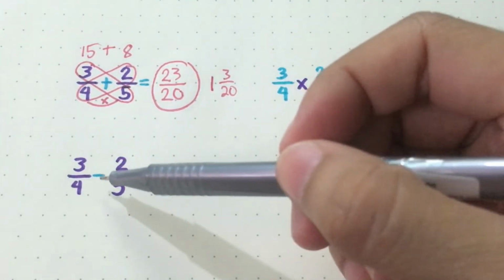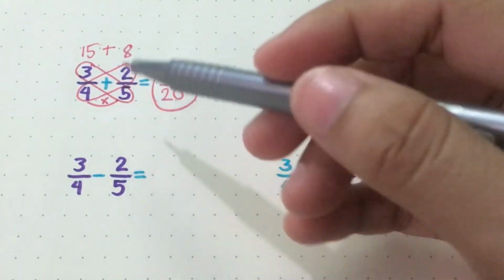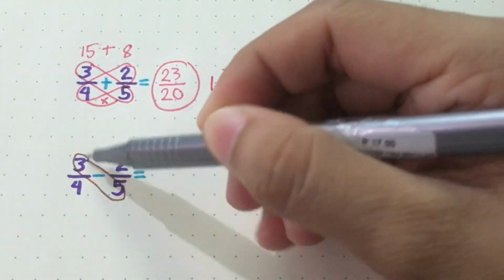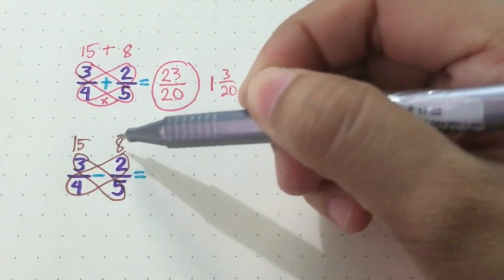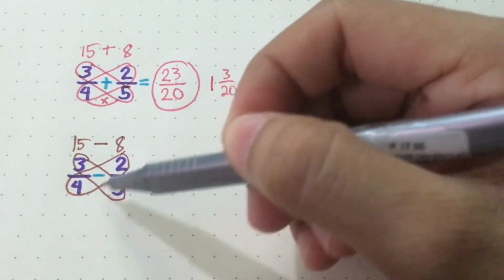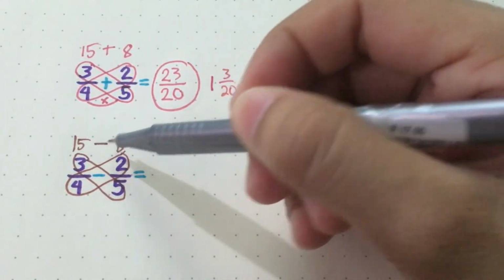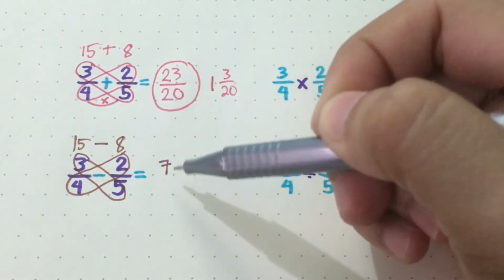Okay, next, subtraction of fractions. So you will just do the same method as what we used here. You will cross multiply. So 3 and 5, that's 15. And 2 and 4, that's 8. But instead of adding them, we'll be subtracting them because we are talking about minus here. So 15 minus 8, that will be the numerator of your answer, which is 7.